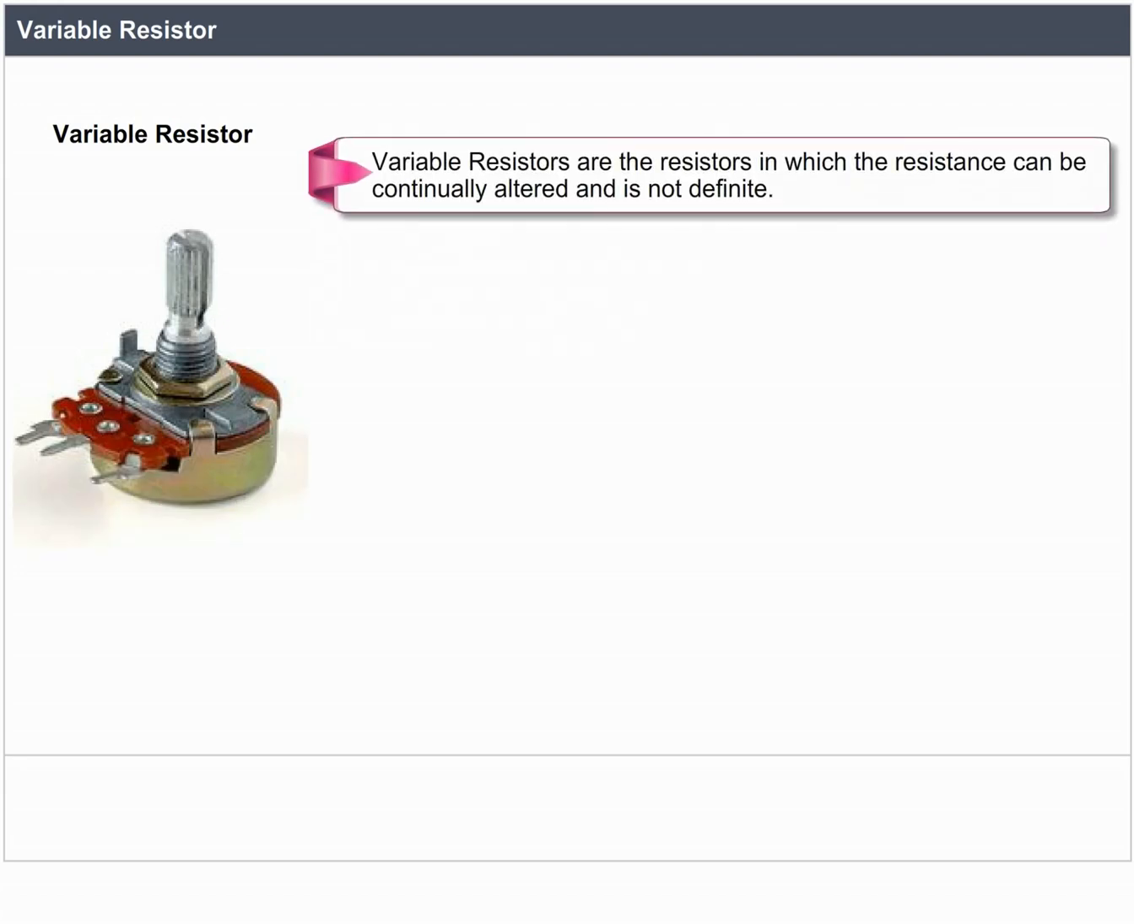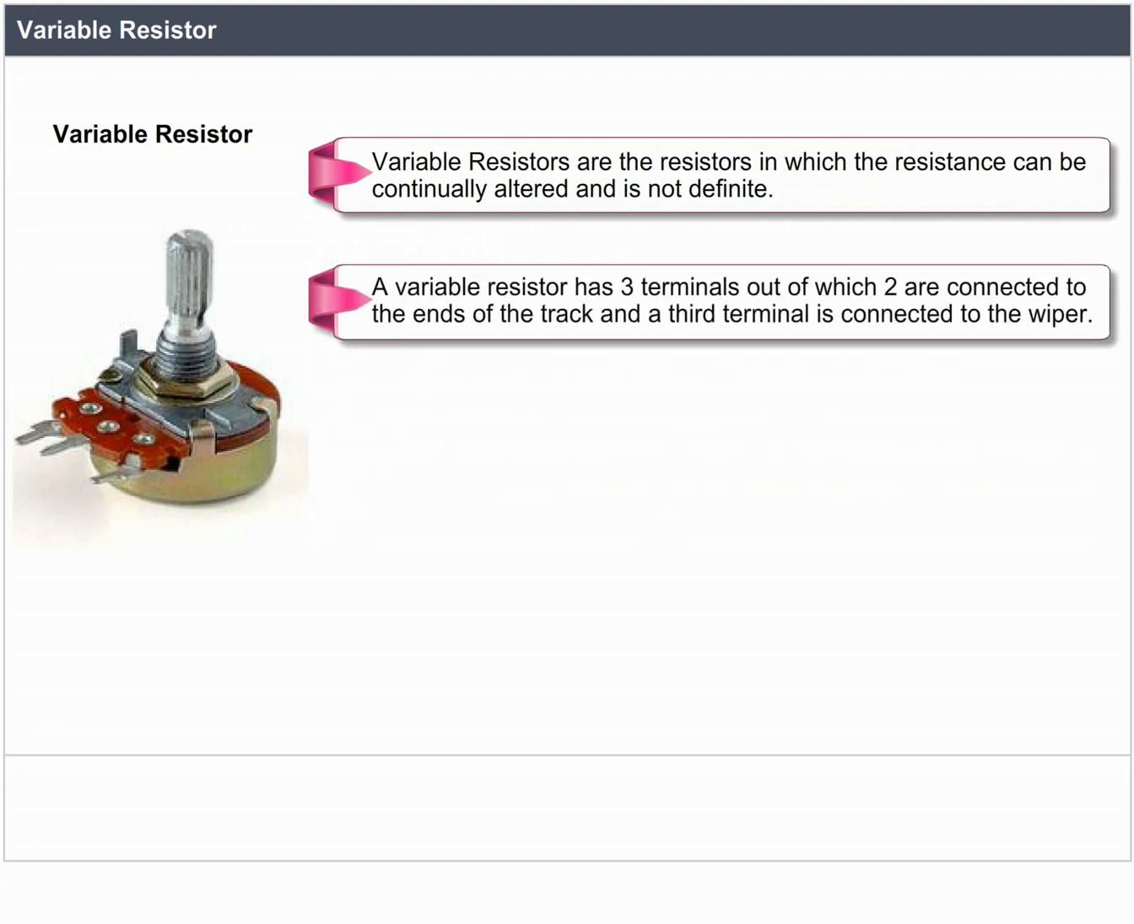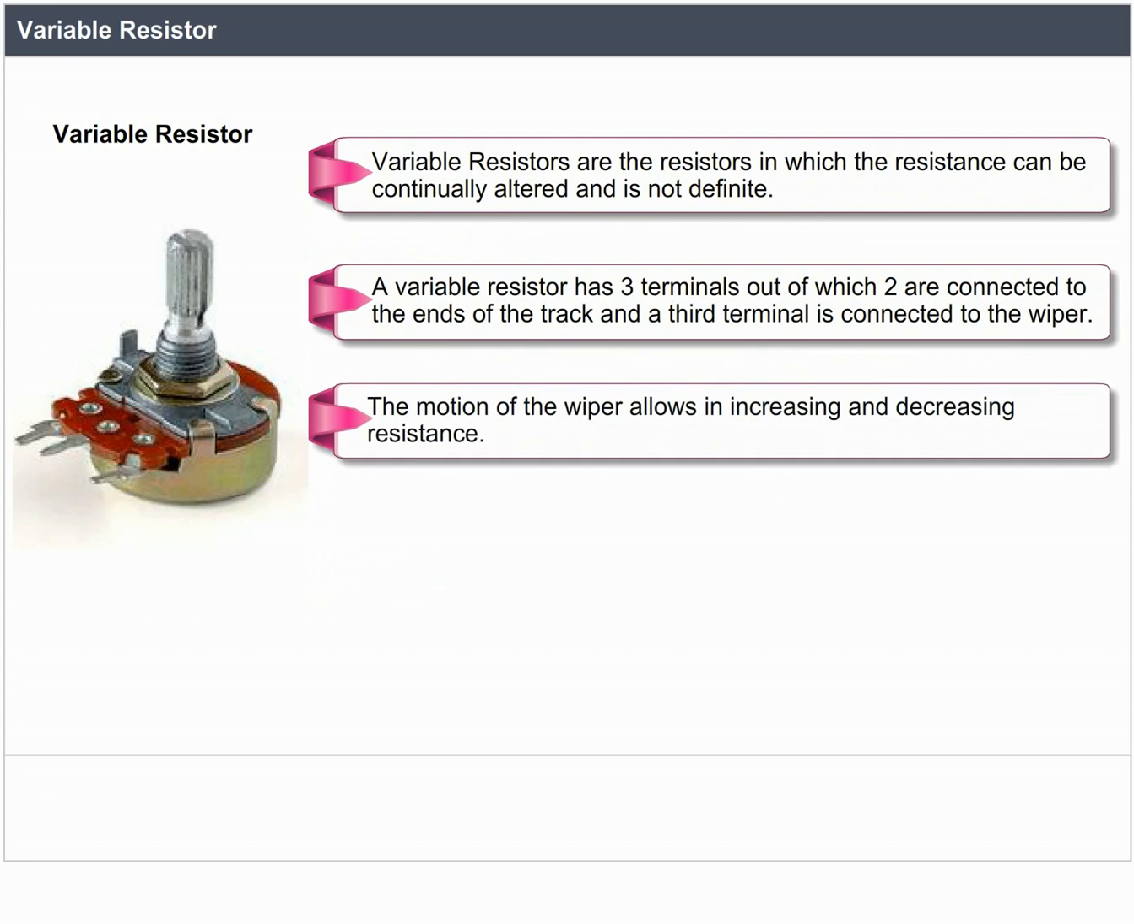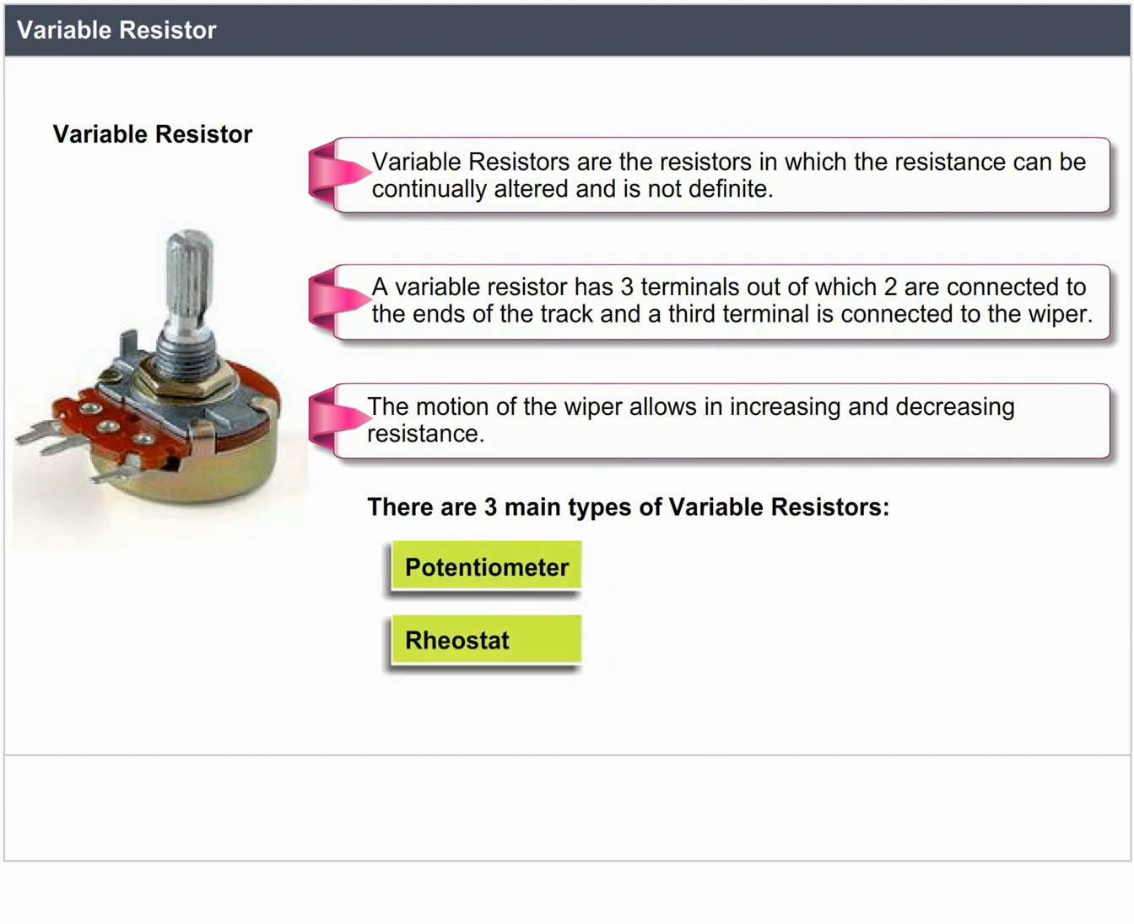Variable resistors are the resistors in which the resistance can be continually altered and is not definite. A variable resistor has 3 terminals, out of which 2 are connected to the ends of a track and a third terminal is connected to the wiper. The motion of the wiper allows in increasing and decreasing resistance. There are 3 main types of variable resistors: potentiometer, rheostat, and trim pot.